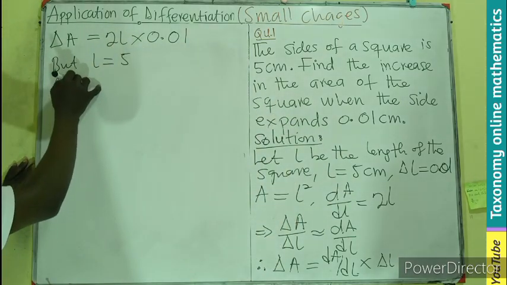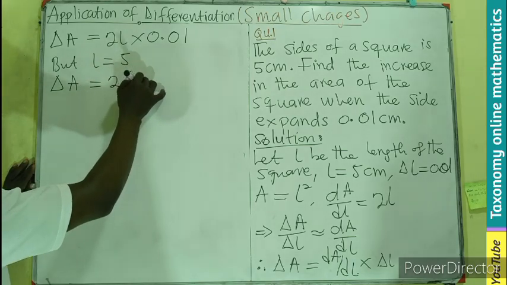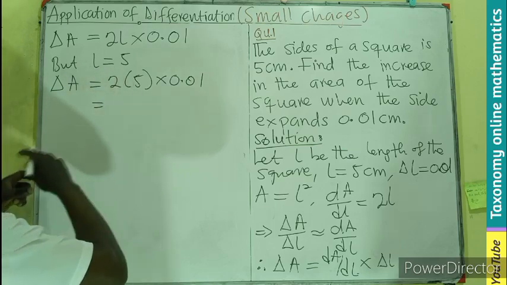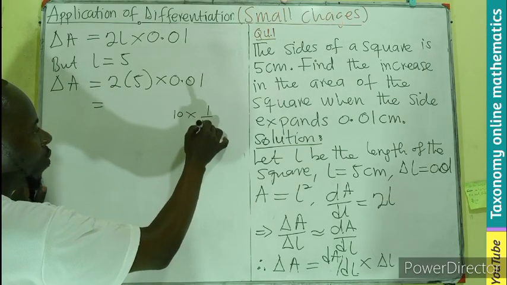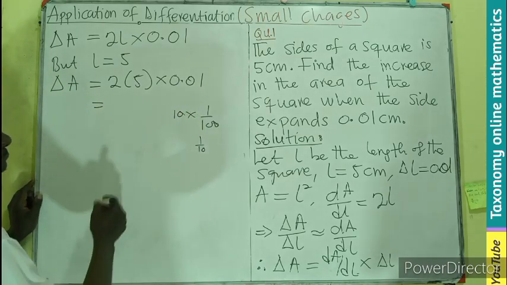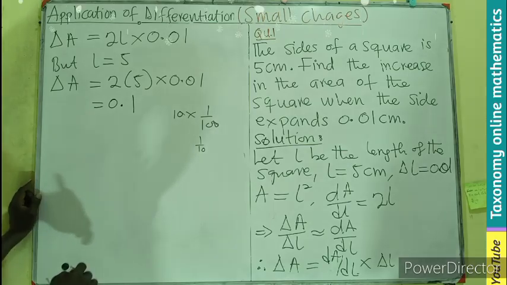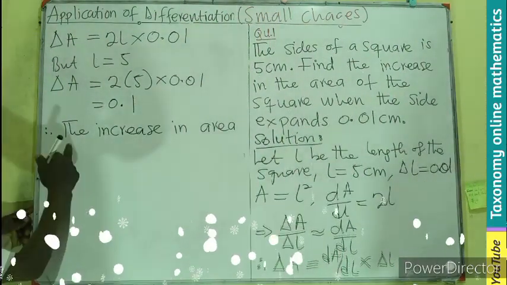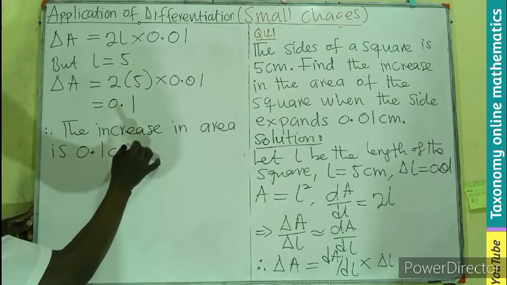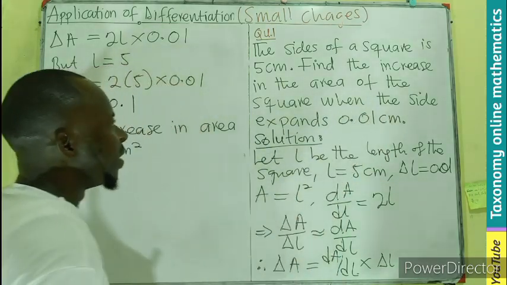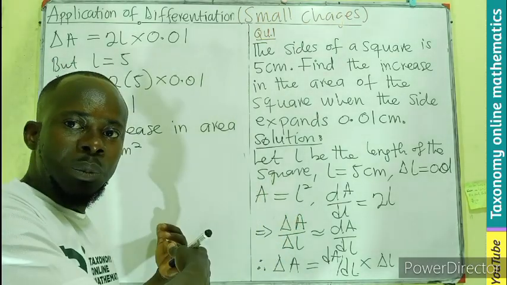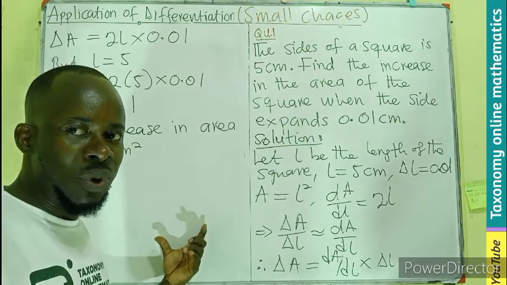So our small change in area becomes 2 times 5 times 0.01. So that will be 10 times 1 over 100, right? So this cancels, 1 over 10. That will be 0.1. So therefore, the increase in area is going to be 0.1 centimeter square. Are we doing centimeter? Yes, centimeter square. So that's one way by which we can get it, following the explanation we have in the beginning.